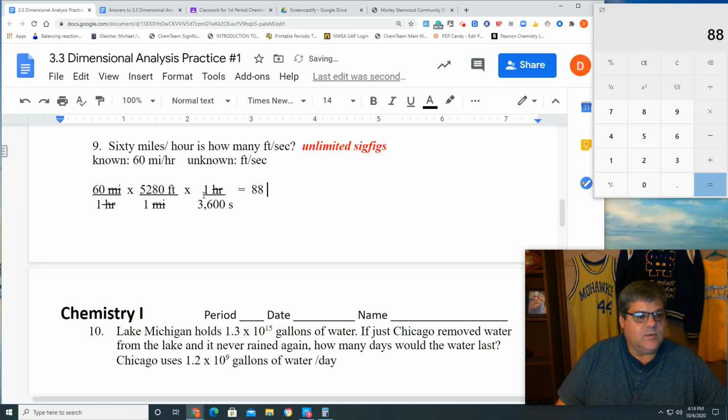Now we look at it. The only units I have left are feet on top and seconds on the bottom, so that's going to be per second. So it's going to be 88 feet per second. Since I have an unlimited number of significant figures, whatever my answer came out to in the calculator is correct. So we're going to highlight that. And boom, there we go. There's the answer to question number 9.